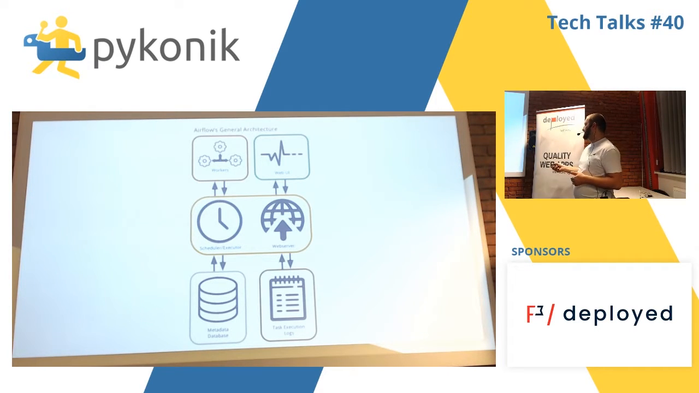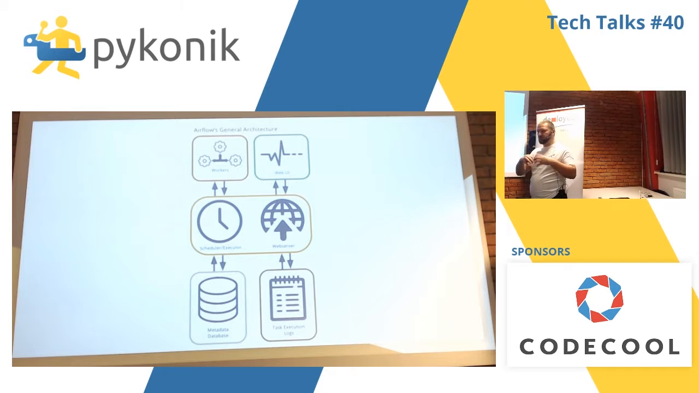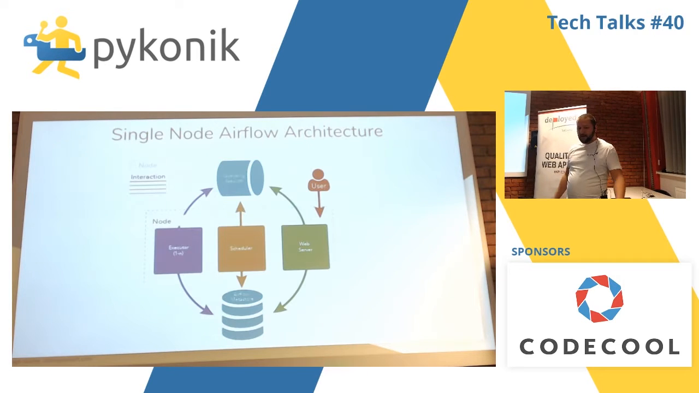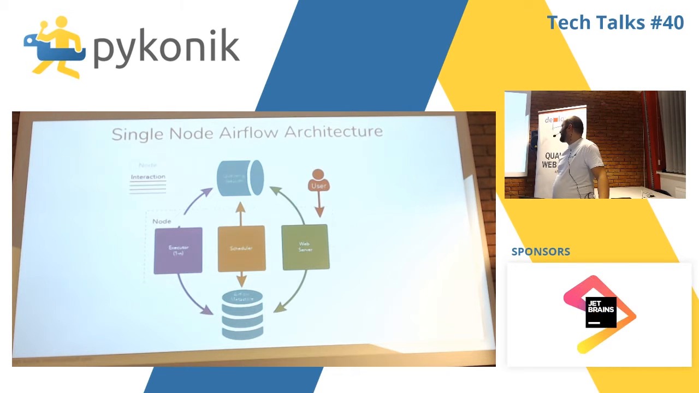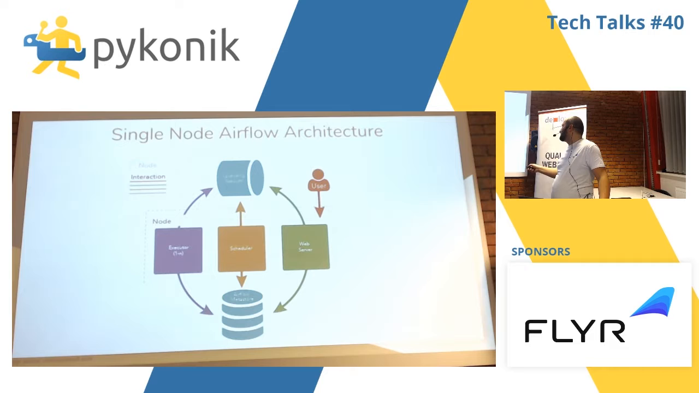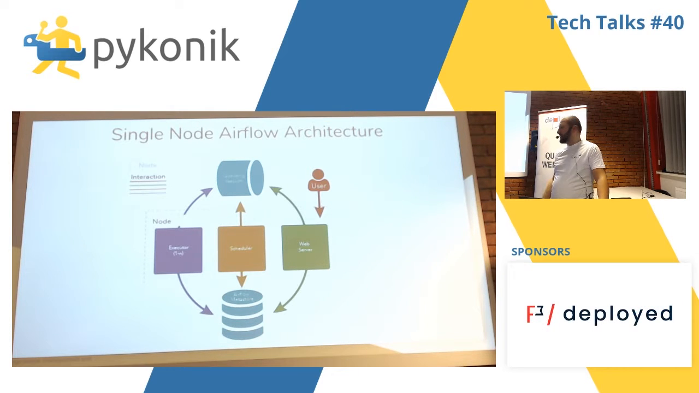Workers is the place where the magic happens, the place where you process the data. There's a simple example of a single node Airflow architecture. As you see, there's some executor. You can make an executor on the same node, but it's still one node. It's a situation when you have a few DAGs to process some small amount of data, and you don't care about scalability.